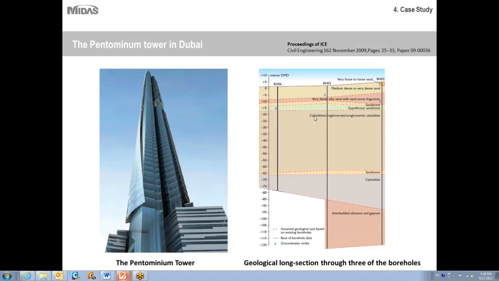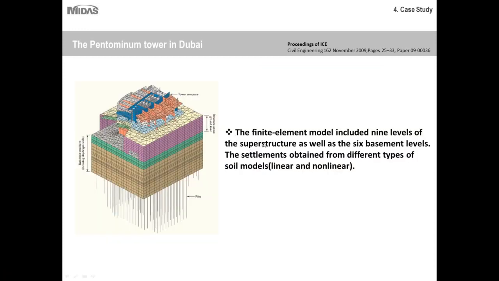So numerical analysis was essentially used to evaluate the overall piled raft response under various static and wind loading combinations, and some techniques were used to optimize the foundation design, including the preliminary pile testing. So here's a picture of the finite element model that was used. As you can see, it's very intricate. It included 9 levels of the superstructure as well as 6 basement levels. And the settlements were obtained from different types of soil models, both linear and non-linear. As you can see, the pile arrangement was very complex, including dozens of different piles.